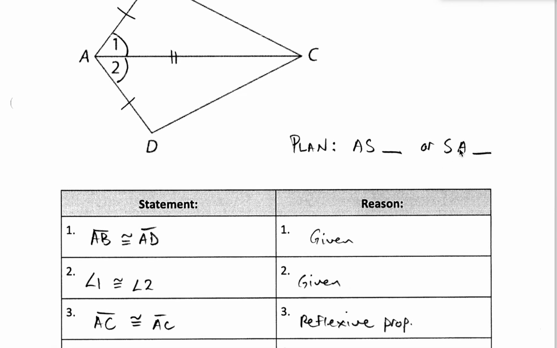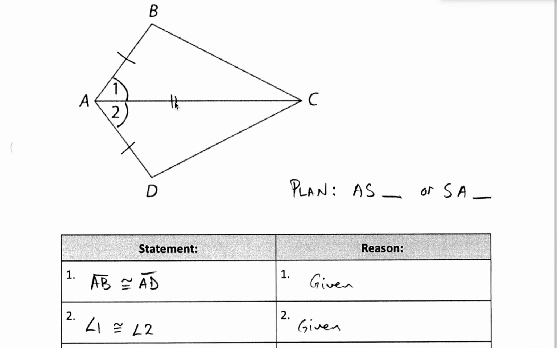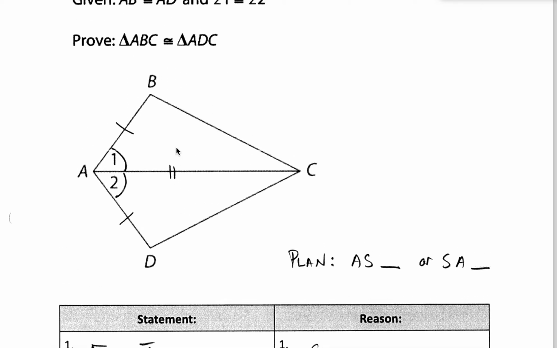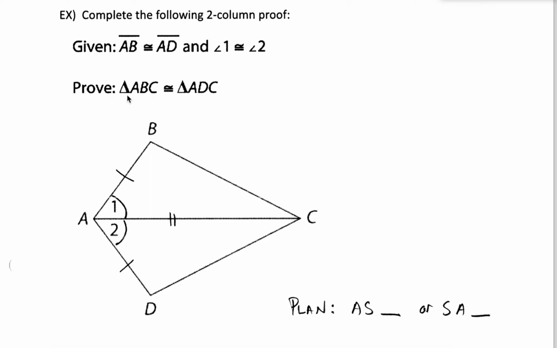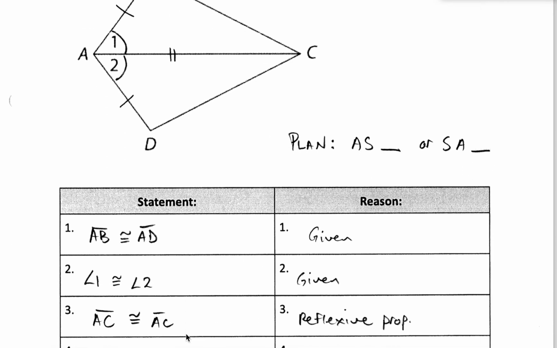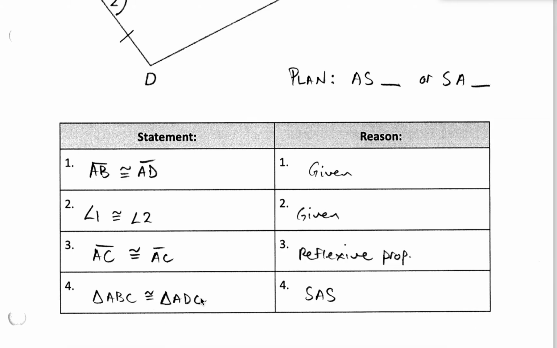All right, so we've got side angle side. Let's mark that AC is congruent to itself. And now we move on to our last statement, which is always just rewriting the prove statement. So triangle ABC is congruent to triangle ADC, and we know now that that's because of side angle side.